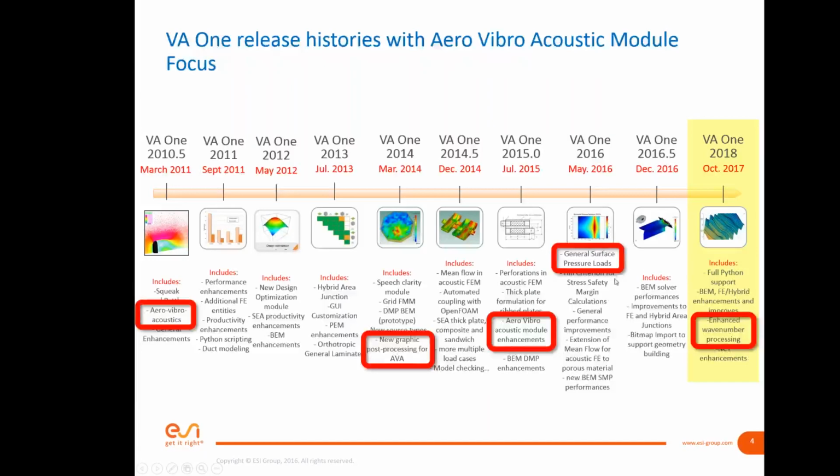In 2016, the general surface pressure load, which is an SEA type of load relying on a pressure field description with its wavenumber contents, was introduced in VA One. And lately, some enhancements on the wavenumber processing have been introduced in 2018, which is coming next October.